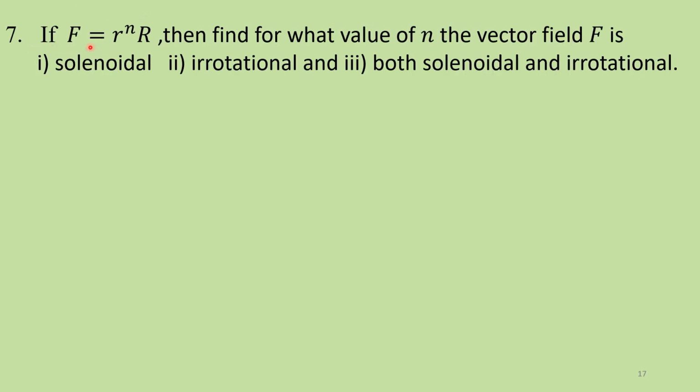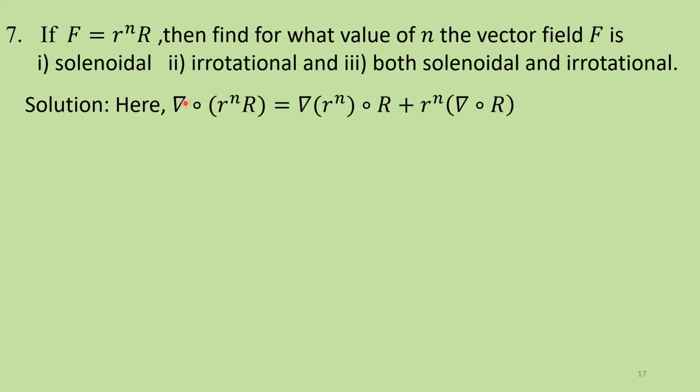Question number 7. If f equals r power n into vector r, then find for what value of n the vector field f is solenoidal, irrotational, and both solenoidal and irrotational. This problem we have just taken in the last slide, where we got the divergence and curl of r power n into r. Now a solenoidal vector means the divergence should be equal to 0. Irrotational means the curl should be equal to 0.